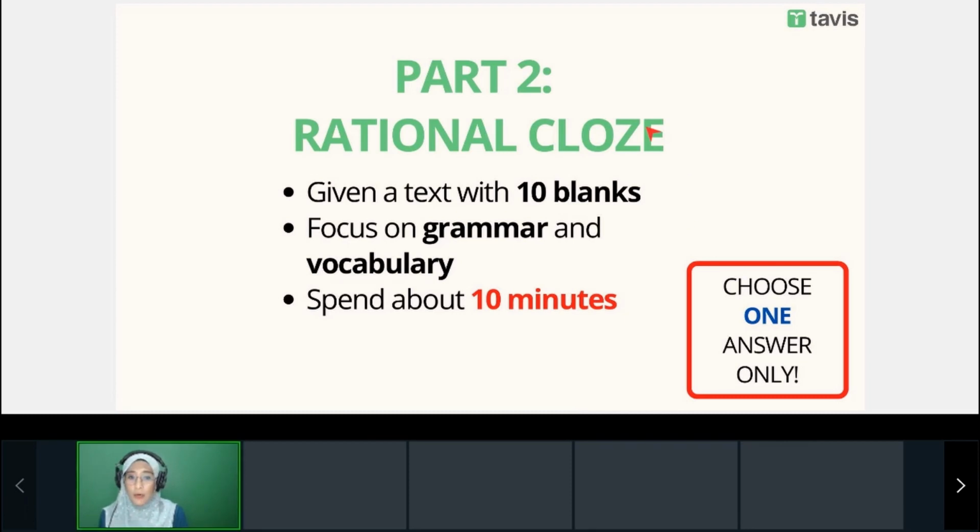Today we are going to be focusing again on rational clause. You will be given a text with 10 blanks, and these blanks focus on your grammar and vocabulary. Like I said, it's important for you to know your parts of speech and your subject-verb agreement. For this part, you only need to spend 10 minutes. Please do not spend more than that because you have other parts to do.